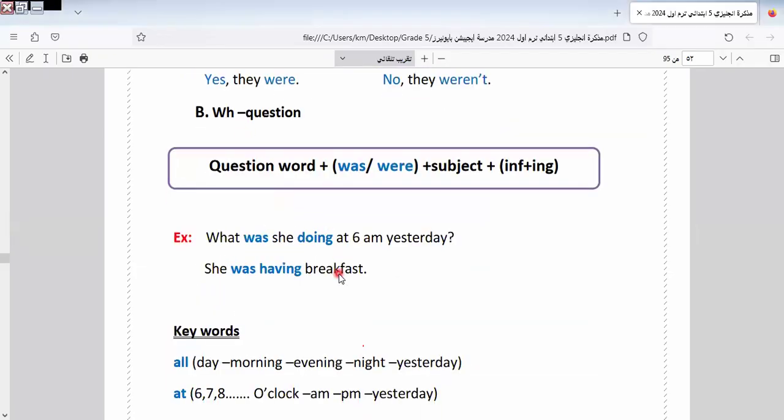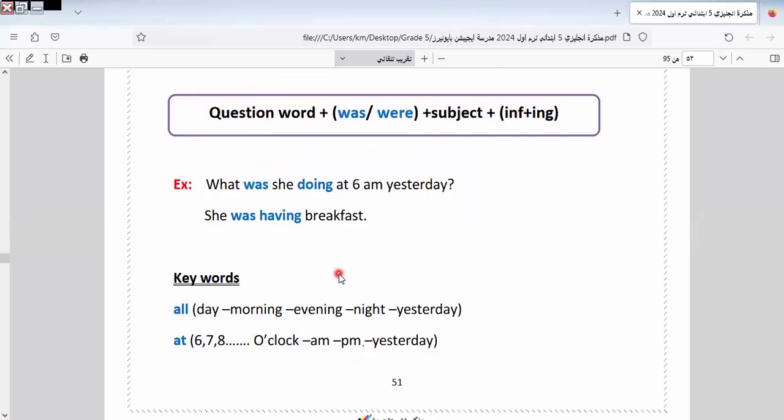WH question. We make a WH question, as we told you before that we have WH. When we make a WH question, we make it like the yes/no question. Here the verb comes instead of the subject, like this: What was she doing at 6 a.m. yesterday? She was having breakfast.